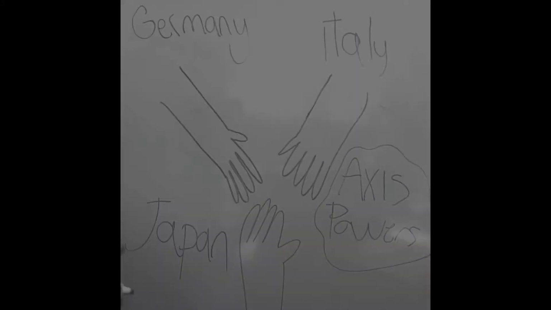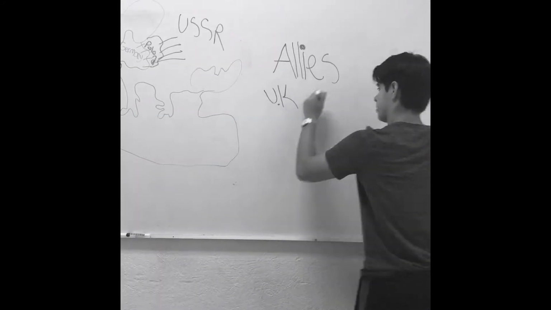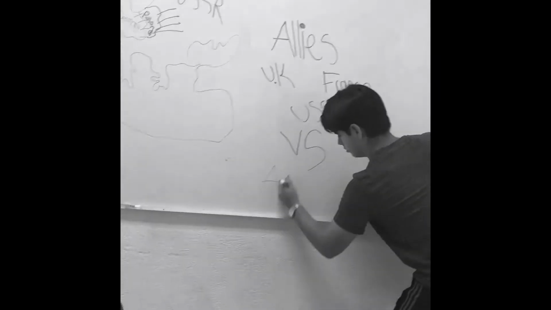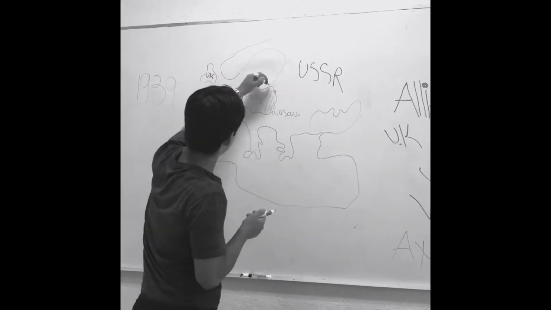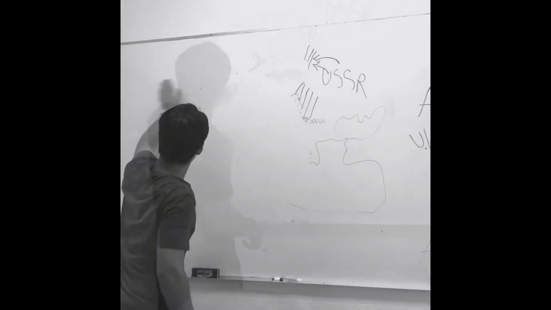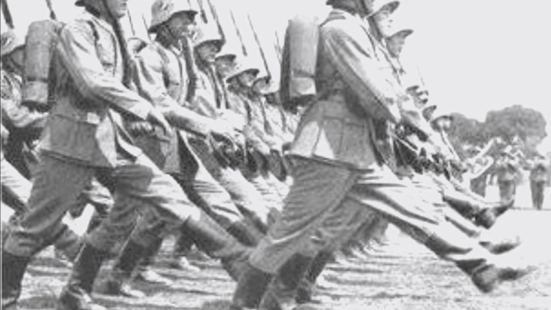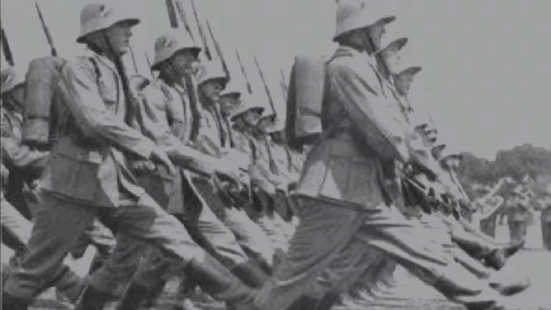In 1940, the war had two teams. They were the Allies, that was the UK, France, and later the USSR and the USA. And then the Axis powers, that was Germany, Japan, and Italy. And the non-aggression pact was between Germany and the USSR, to not attack each other.